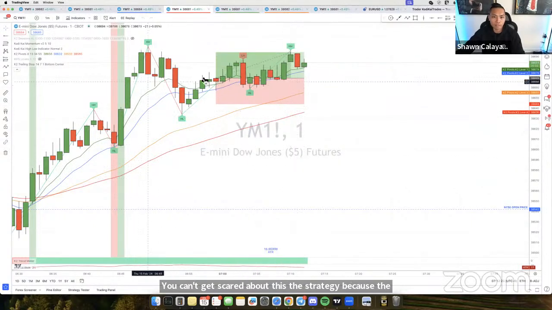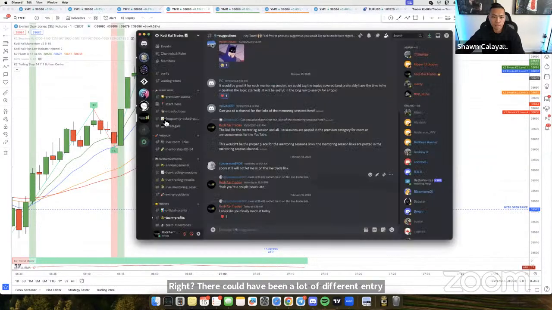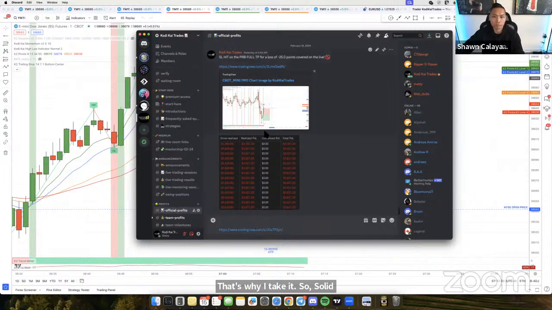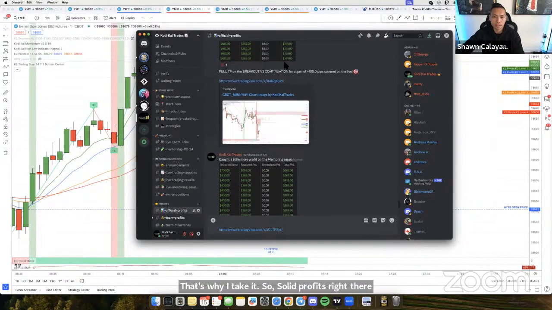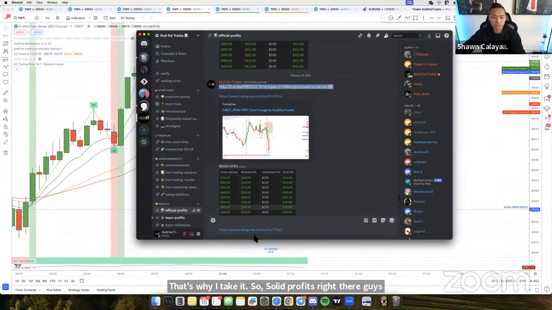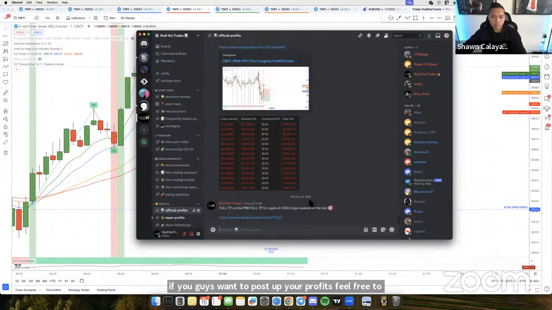There could have been a lot of different entry points here, but I have strict requirements for this specific strategy. That's why I take it. So solid profits right there, guys. If you guys want to post up your profits, feel free to post them up. I know a lot of you guys took a couple different entries, so it's cool if you want to add anything else in there, but this is the only one I took.